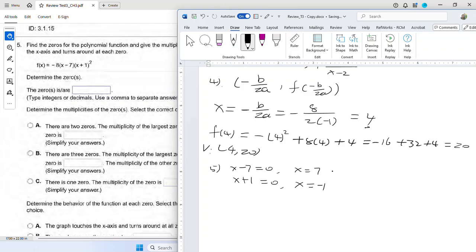This is x minus 7, this is power of 1. So that's odd power, and that means at this point the graph is crossing. And then you have x plus 1, this is power of 2, so this is even power. Even power is called even multiplicity, so this one is touching or tangent. So there are 2 real zeros: 7 and negative 1.